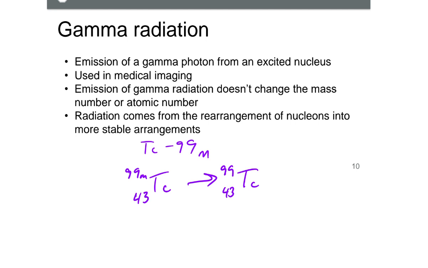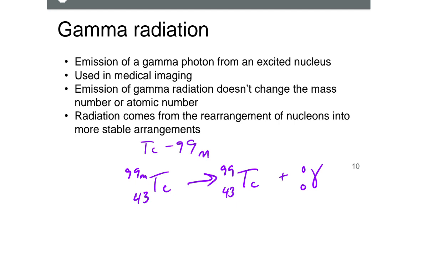And this is still technetium, it still has atomic number 43, but it gives off gamma radiation. Gamma radiation has 0 mass number, 0 atomic number. So we have technetium on the reactant side, technetium on the product side, but essentially what is given off is a photon. And that photon comes from that excess energy in the nucleus of the technetium isotope.